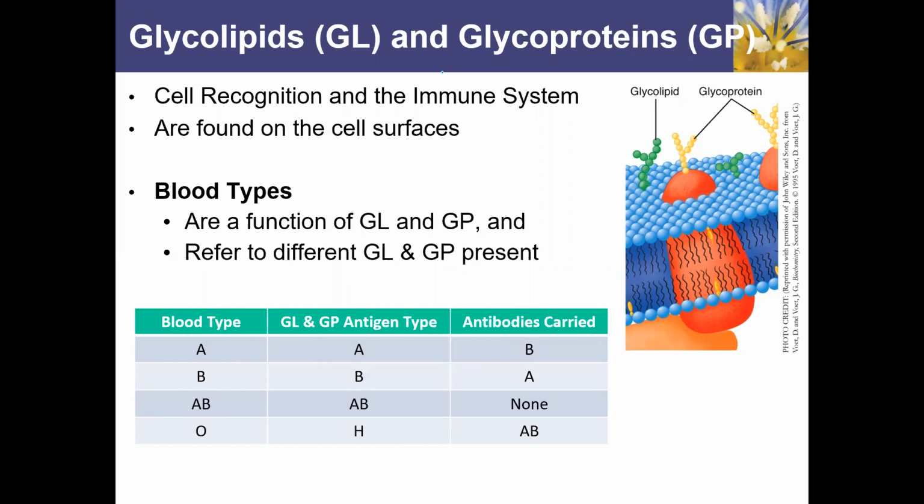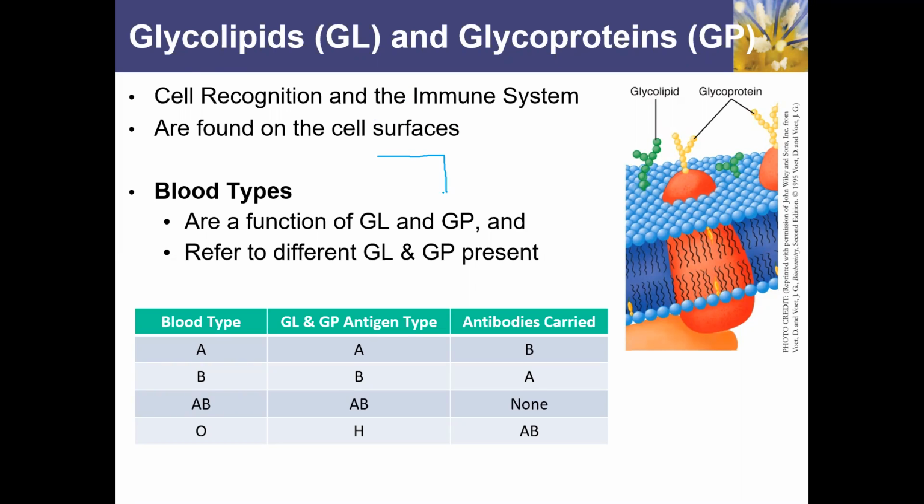Then we have glycolipids and glycoproteins. When we say glycolipids, what is the meaning of glycolipids? Glyco is the sugar part, and lipid is a lipid, of course. Or glycoproteins: glyco is the sugar part, and then proteins. So these glycolipids and glycoproteins are very important in our immune system.